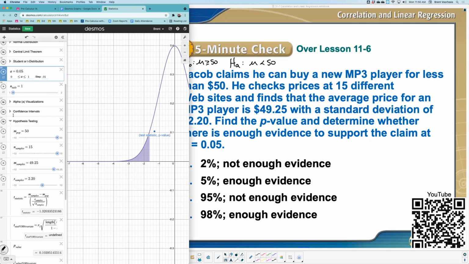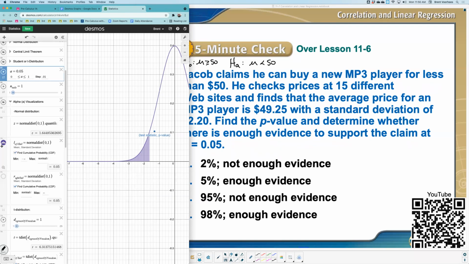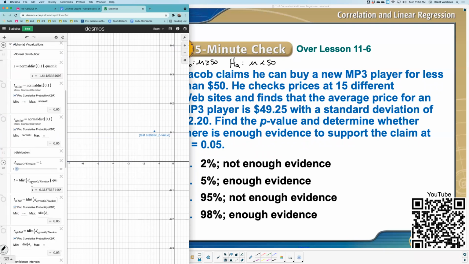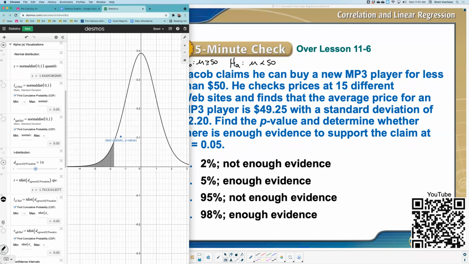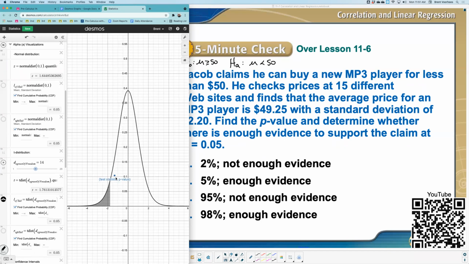We want this to be one tail, but one thing I need to do is switch my visualization. We're no longer looking at the left tail of a normal distribution because we have fewer than 30 samples. We're going to use the left tail of a t-distribution. The degrees of freedom, remember, is 1 less than the sample size, so 15 minus 1, which is 14. You can see that's the critical region here. Let me zoom in better. There's the critical region, and this t-statistic is not in the critical region.